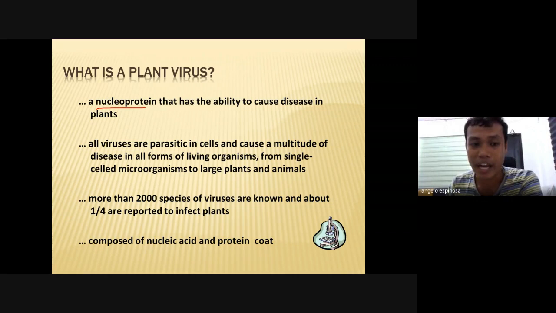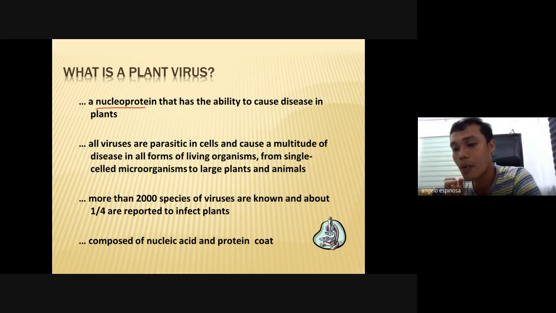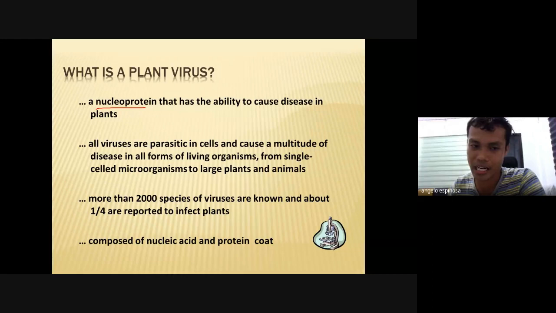Always remember that all viruses are parasitic in cells. What does parasitic in cells mean? The virus targets nothing other than cells. Cells are its direct target because it is composed of nucleic acid and protein. And it causes a multitude of diseases in all forms of living organisms, from single cell microorganisms to plants and animals.